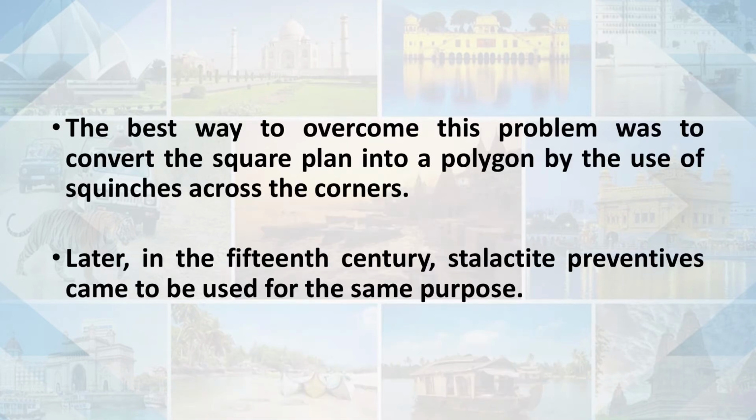The problem was to find a suitable method for converting the square or rectangular top of the walls of the room into a circular base for raising a spherical dome. The best way to overcome this problem was to convert the square plan into a polygon by the use of squinches across the corners. Later, in the 15th century, stalactite pendentives came to be used for the same purpose.